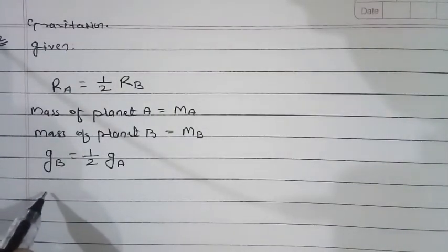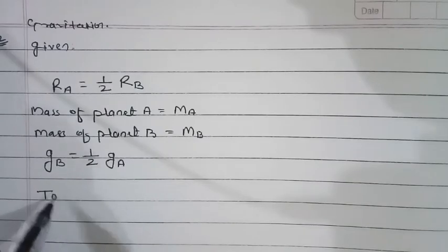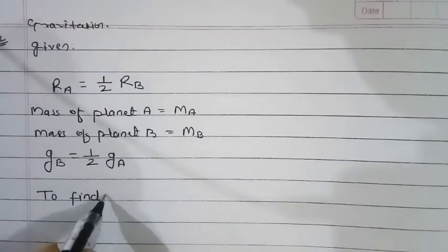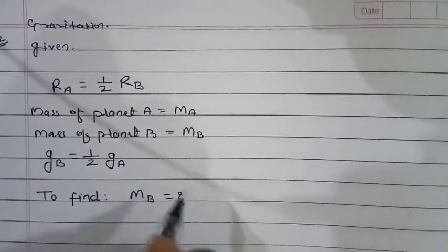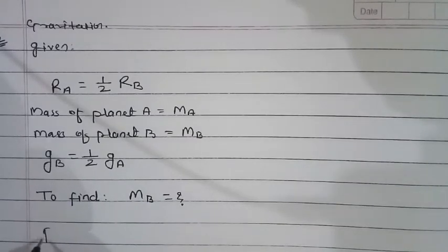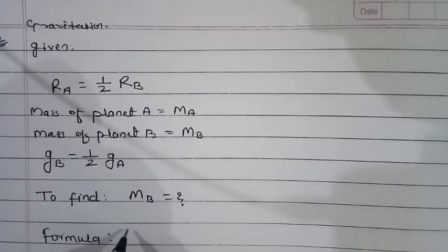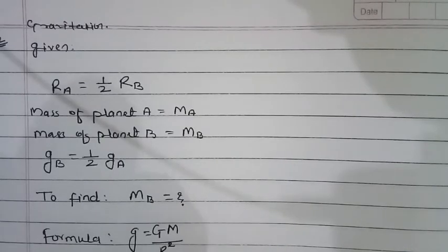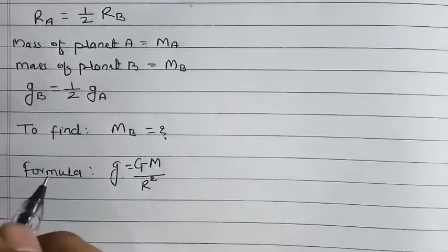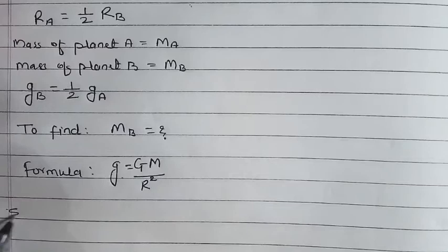Now we have to find. So we have to write to find. What we have to find? The mass of planet B. Then we have to write the formula. Which formula we have to use? We have to use the formula g equals capital G into M divided by the radius of the planet squared. So this formula we have to use. So now we will solve. So we have to write solution.